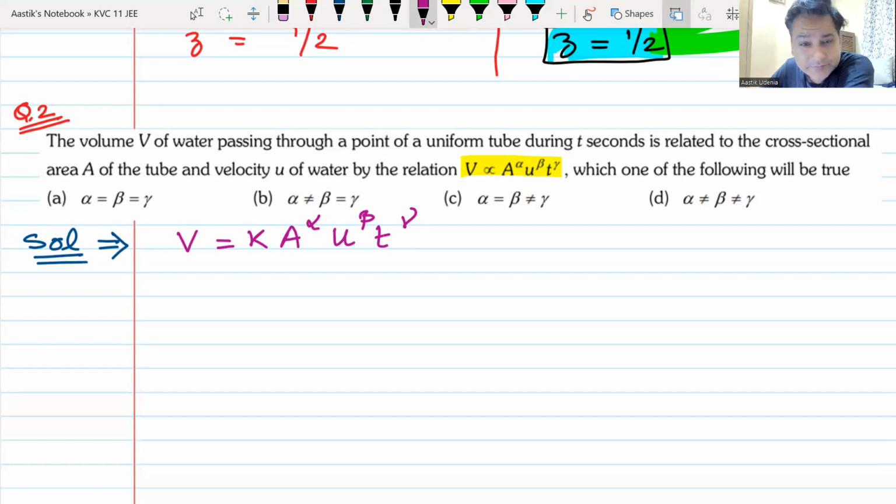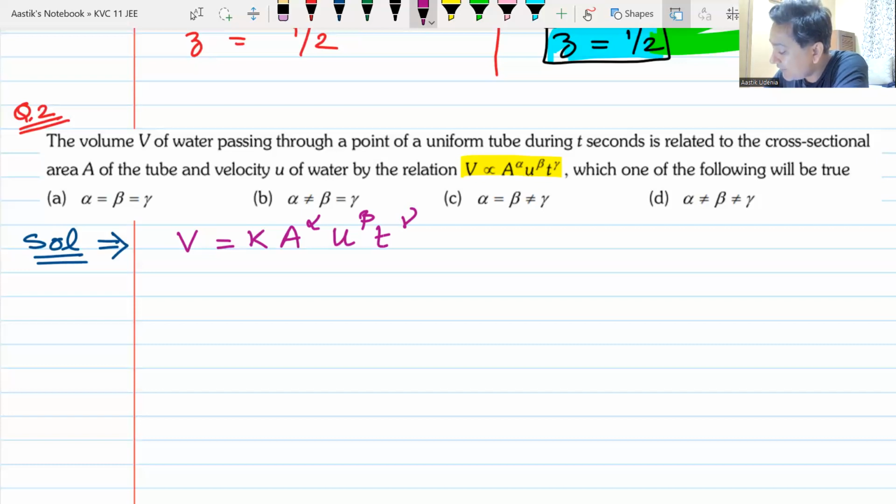Now remember, I may not have to solve the entire question. The question asks something else. They are not asking the values of alpha, beta, and gamma. They are just asking the relation. Which relation is true? Keep that in mind. I move on to the next step.